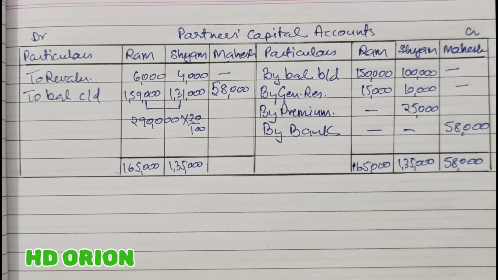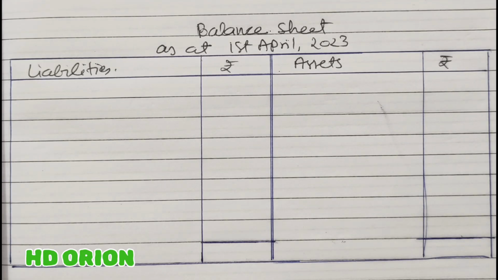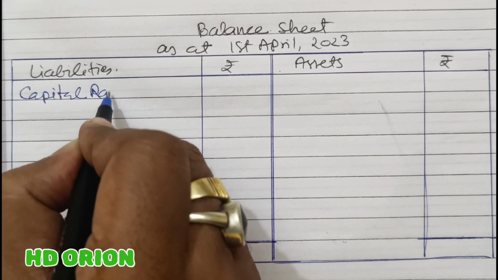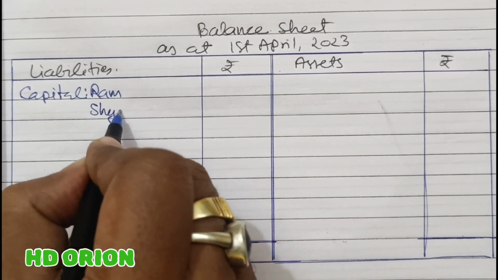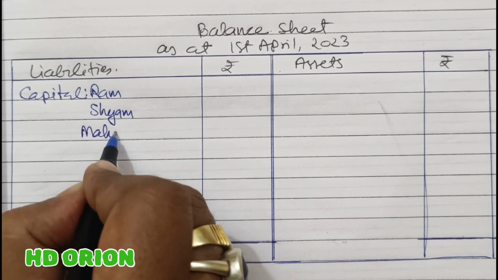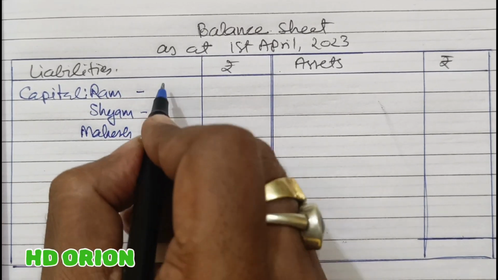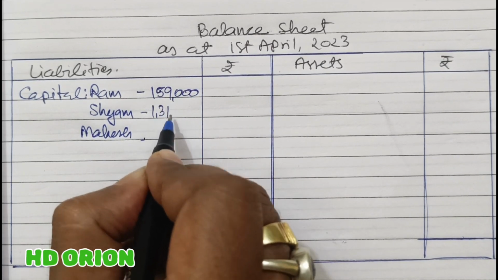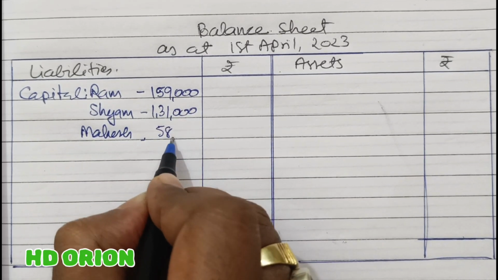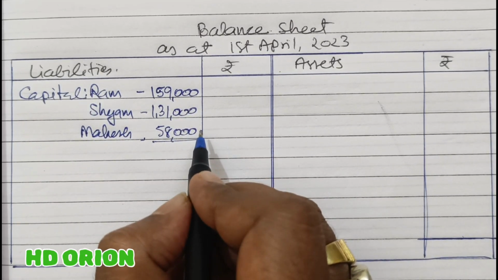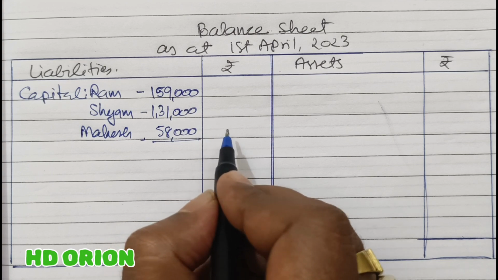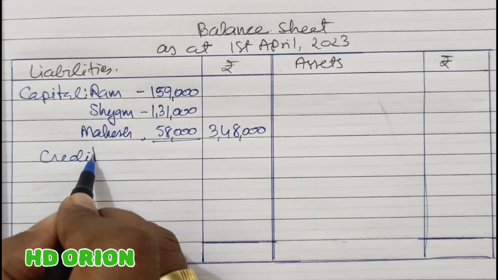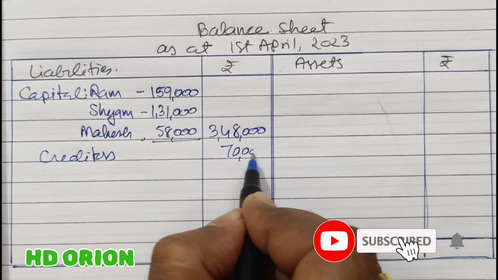Now we will prepare the balance sheet of the new firm. In the balance sheet, let us write capitals first. Capitals of Ram, Shyam, and Mahesh. Closing capital balances, that is 1,59,000, 1,31,000, and 58,000. So total here is 3,48,000. Creditors, no change in the value of creditors, 70,000.